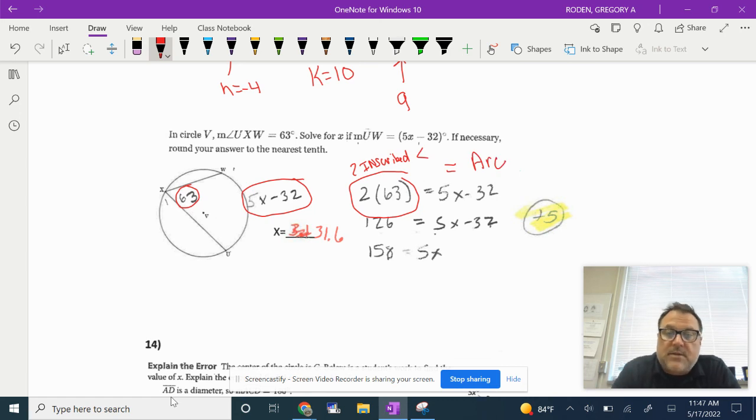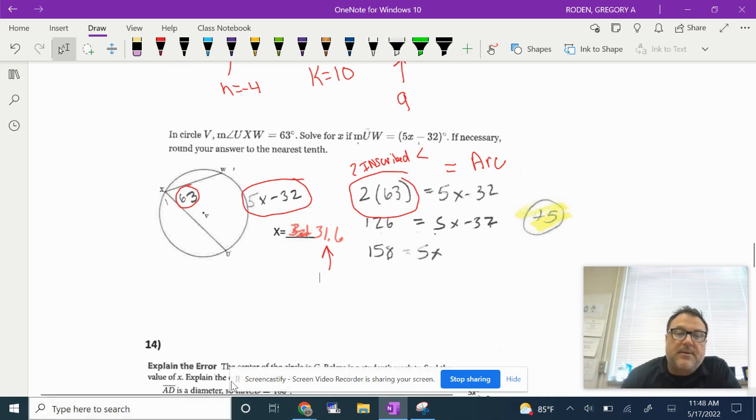And then it's just basic algebra. I'll let you study my algebra there. And doing all the math, I came up with about 31.6. Okay? All right, next problem.